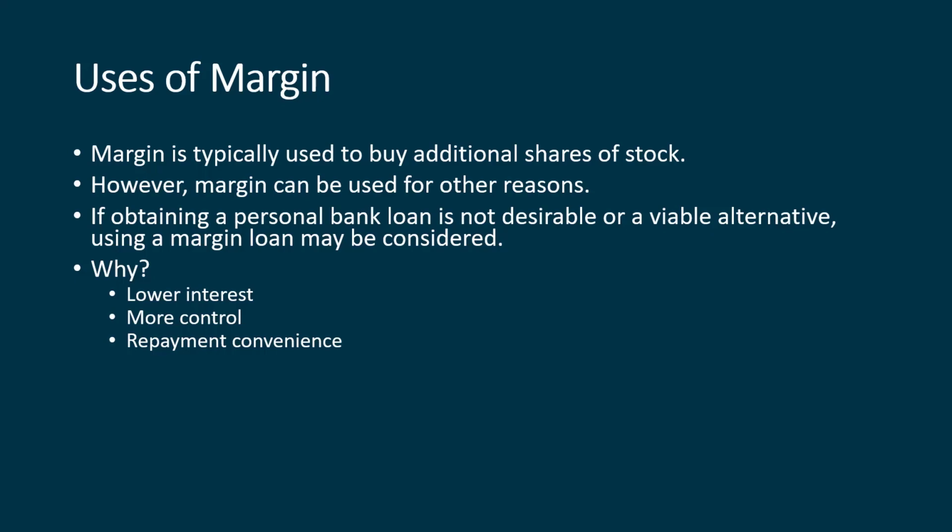But with control also comes responsibility. So if you borrow against a margin account to go to Las Vegas and you lose all that money, that's not very responsible. And now you could be in a lot of trouble.